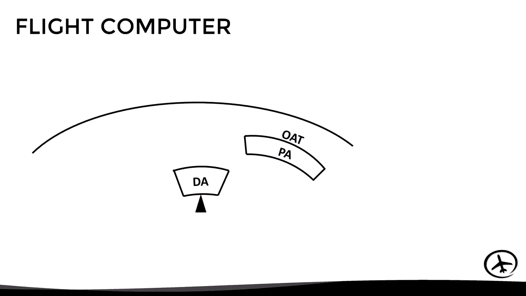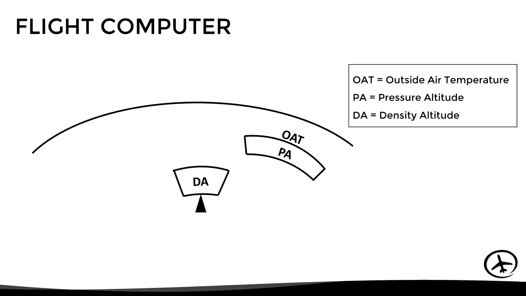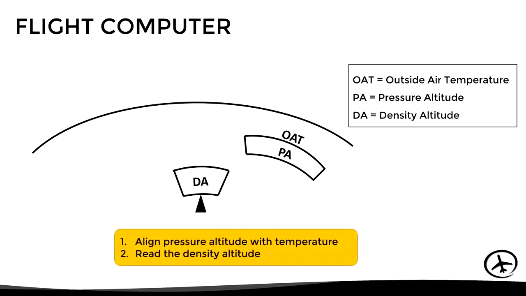For this, we will use the inner scales, specifically the little scale in the center and the upper right scale. In order to calculate the density altitude, we have to know in advance the air temperature and the pressure altitude. The first step is to align the pressure altitude with the corresponding air temperature in the upper right scale. Then we just have to read the resulting density altitude in the center scale.